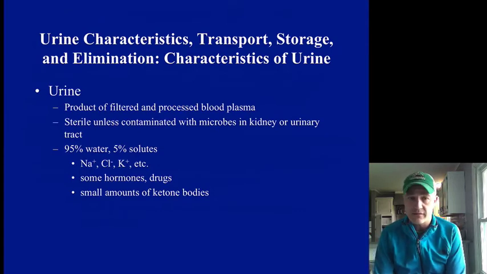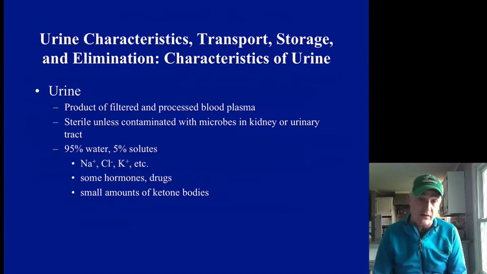So like I said, your urine is a product of filtered and processed blood plasma. Unless there's an infection, a kidney infection or a urinary tract infection, it should be sterile. Mainly water, some electrolytes in it, some hormones and drugs, small amounts of ketone bodies and things like that. But for the most part, mostly water. Again, depending on hydration status and other stuff like that.